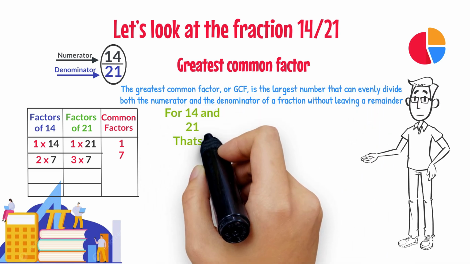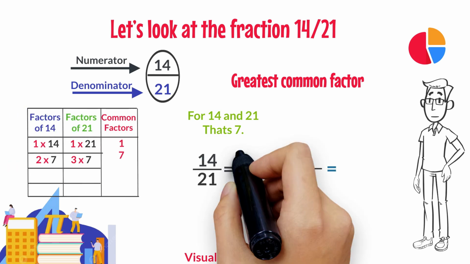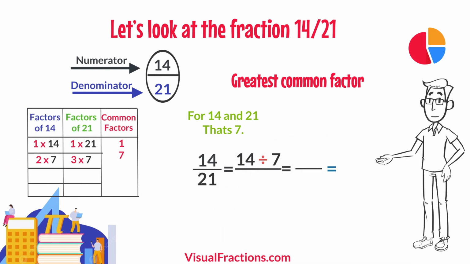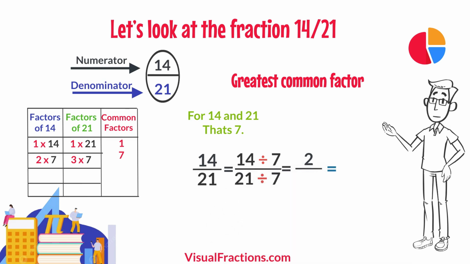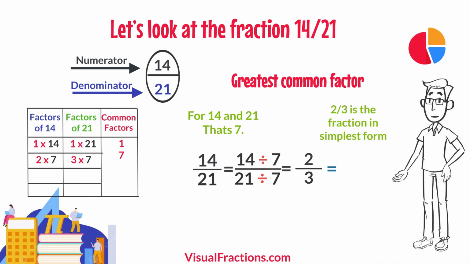For 14 and 21, that's 7. We start by dividing 14 by 7, which gives us 2. Then we divide 21 by 7, which results in 3. So, simplifying 14/21, we end up with 2/3, which is the fraction in its simplest form and cannot be reduced any further.